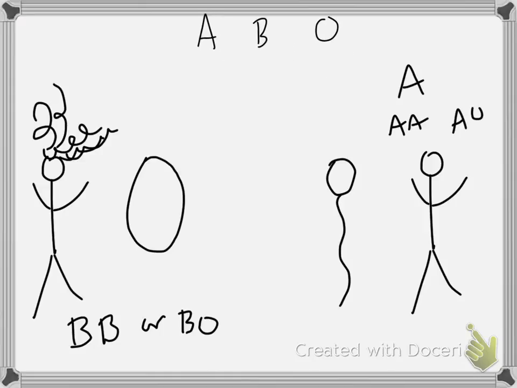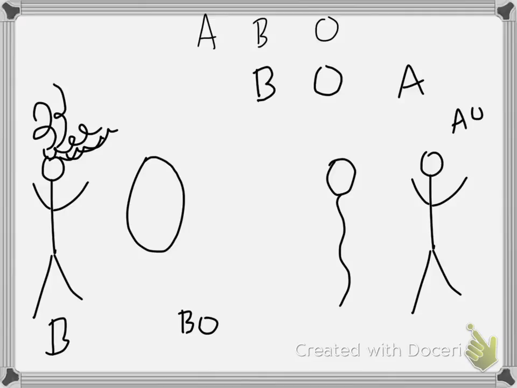So if we take these 2 parents and we cross them, what are the possibilities for any egg? Let's assume that Mom is BO. Let's assume that Dad is AO. Okay, so she is blood type B, he is blood type A. What are the possibilities for any egg she produces? The egg could get a what or a what? Could get a B allele, could get an O allele. So we're going to do a Punnett square. So Mom could produce a B egg or an O egg.